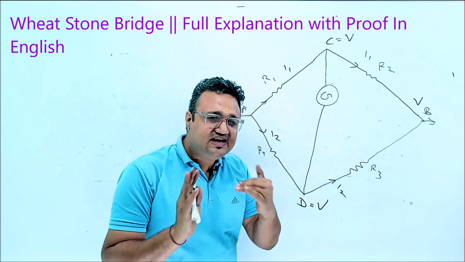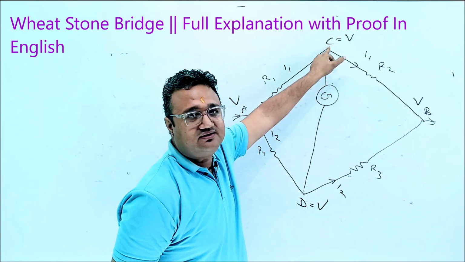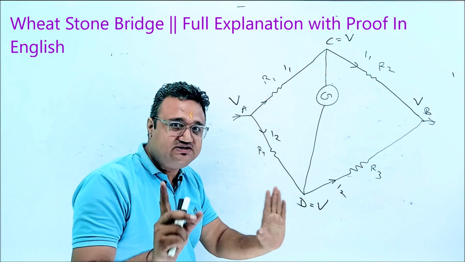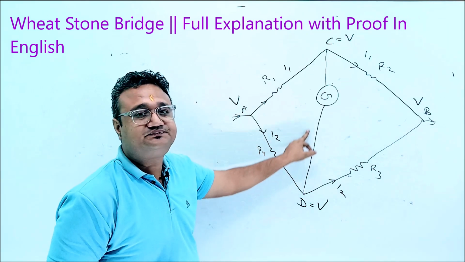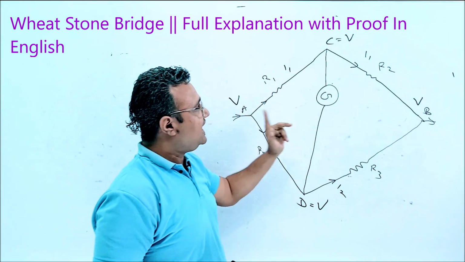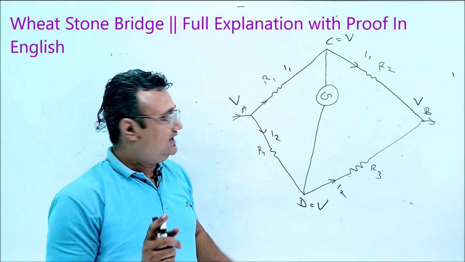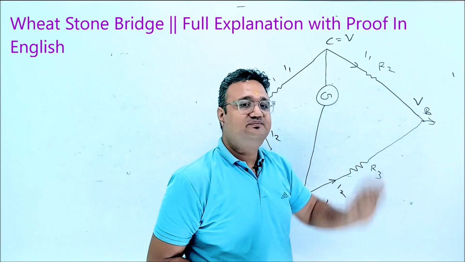So we safely assume the potential at this point is V, and the same potential here, not difference, potential, because no current is flowing through this branch. So we have the same potential there and here. And we are assuming the potential at this point VA and there VB.